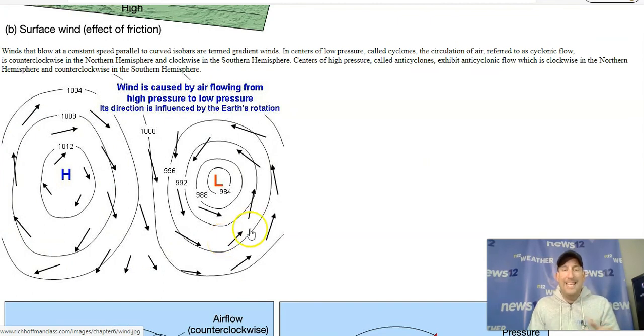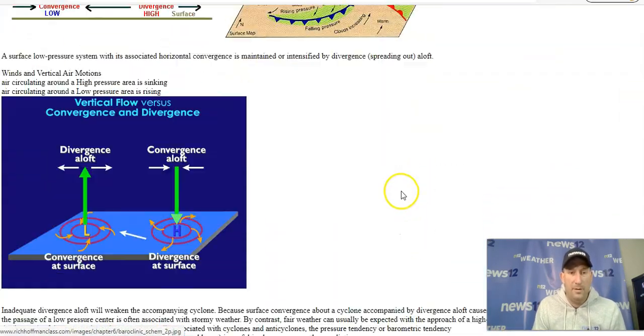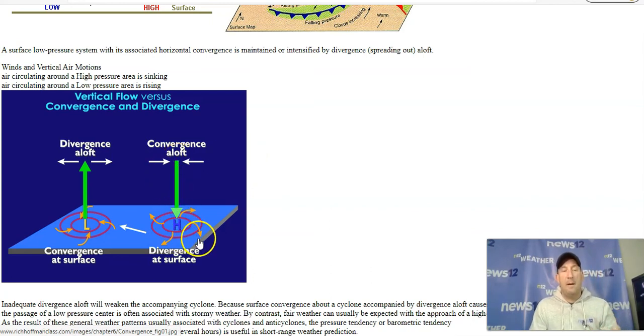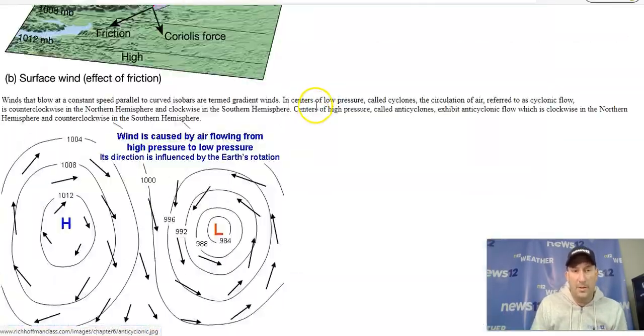Notice the arrows. The arrows flow into lower pressure at the surface and out of high pressure. Remember this diagram. Notice those arrows. Wind flows into low pressure at the surface, out of high pressure at the surface. Above the ground, wind goes up and out with low pressure. Wind converges, then goes down. If you can remember this chart of the vertical wind flow, the surface wind flow, and aloft wind flow, you can get an idea of what direction the wind is flowing.